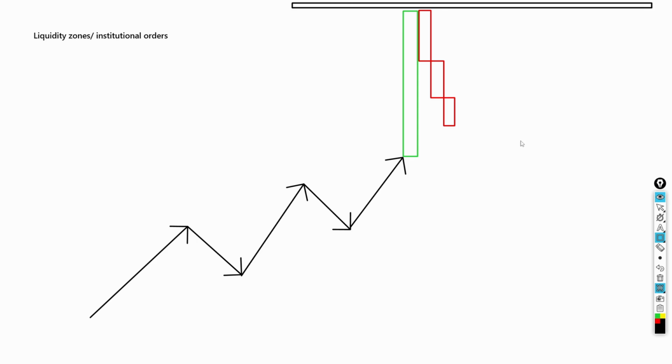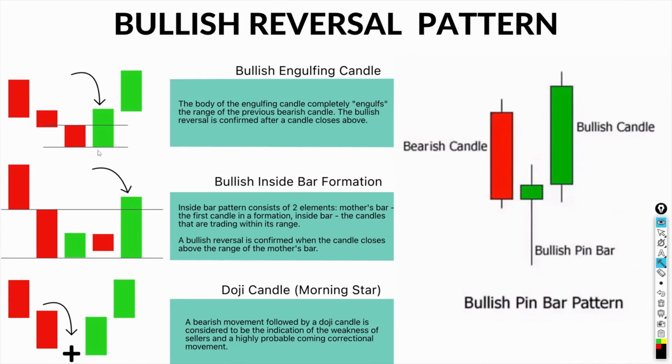Now you understand how to spot aggressive moves and why these reversals happen. It's time to understand how you can use these aggressive moves to place successful reversal trades. Before telling you about the strategy, you should know a few reversal patterns that you can use as a confirmation to place your reversal trade. So we have 4 examples here: bullish engulfing pattern, bullish inside bar formation, doji candle or morning star, pin bar pattern.